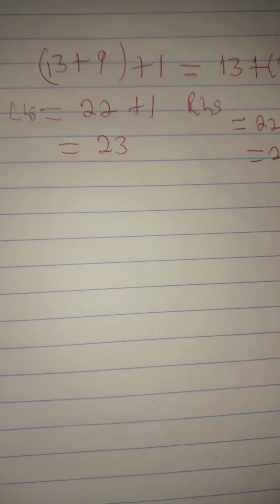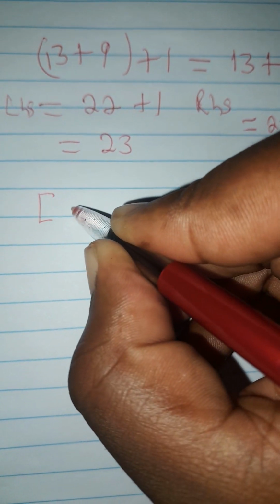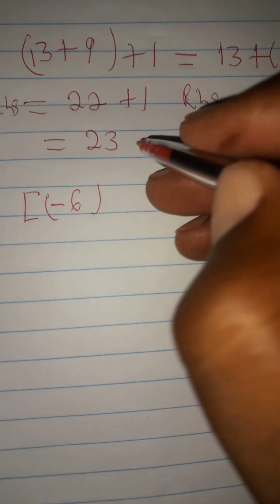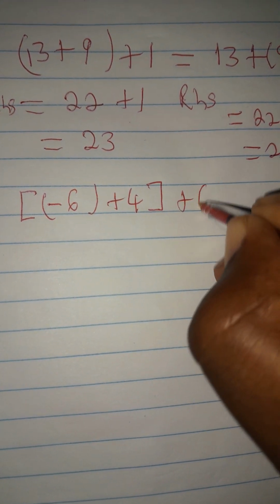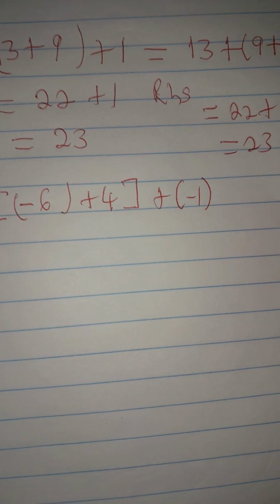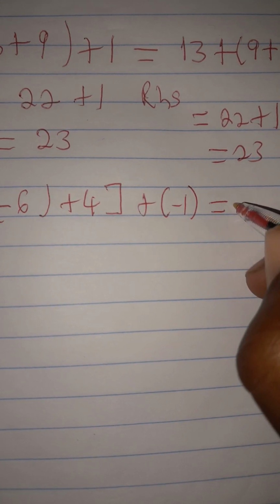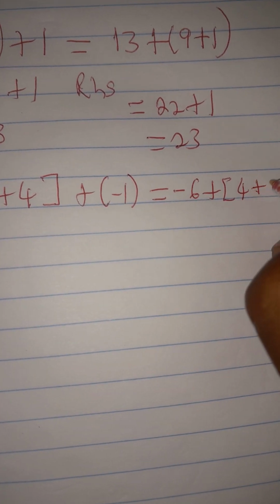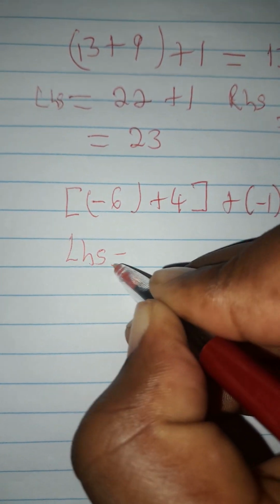Let's look at another question. Let's say we're having integers. We're having (-6 plus 4), then let's close the bracket, plus -1. Okay, now we'll take -6 out, and we'll be left with (4 plus -1), close brackets there. Then let's work out the left hand side so that we know what is happening.